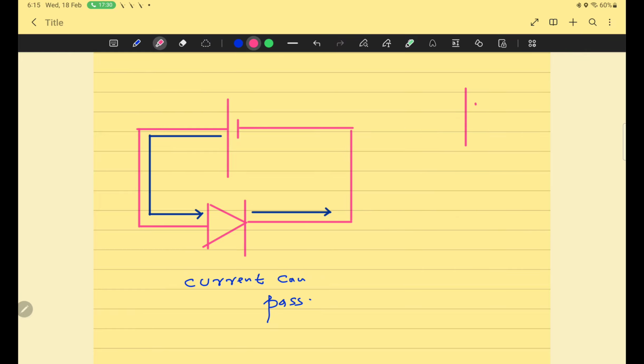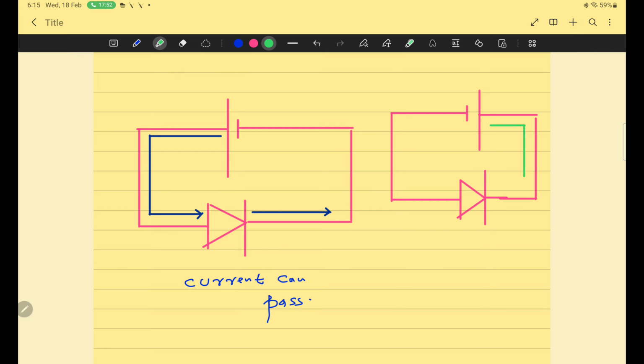Whereas if the diode is connected the other way, I think it is easier to reverse the direction of the battery. Now you can understand, sir, when the direction of current is this, this current cannot pass.